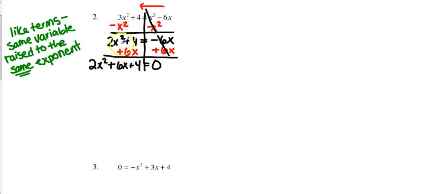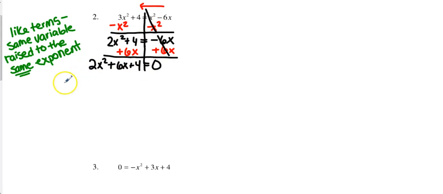So let's see. These both have x, which is fantastic, but do they have the same exponent? Well, this is x squared. This is not x squared. This is x to the first. So no, these are not like terms. Like terms have to have the same variable and the same exponent. So my result is 2x squared plus 6x plus 4 equal to 0.